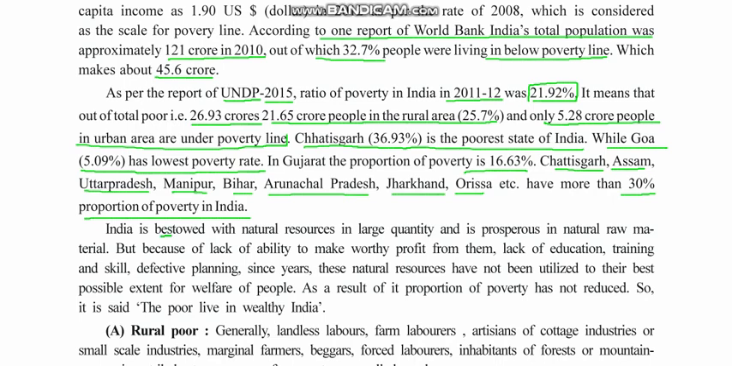India is bestowed, means gifted, with natural resources in large quantity and in proportion in natural raw material, but because of lack of ability to make worthwhile profit from them, lack of education, training and skill, and defective planning since years, these natural resources have not been utilized to their best. India has a lot of natural resources, but due to factors like improper planning, lack of education, training, and unscientific usage, the resources have not been used to the extent they should be. That's why India still has a large section of the population living below the poverty line. As a result of its population, the proportion of poverty has not reduced.